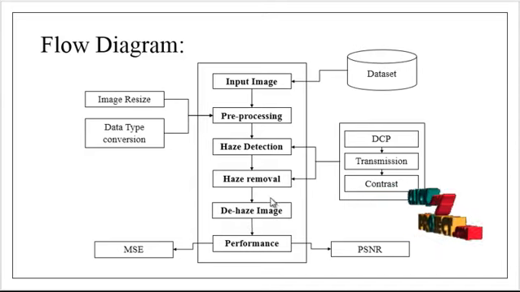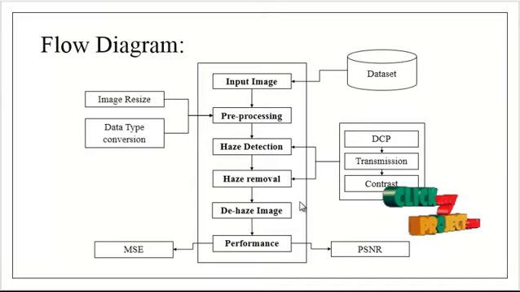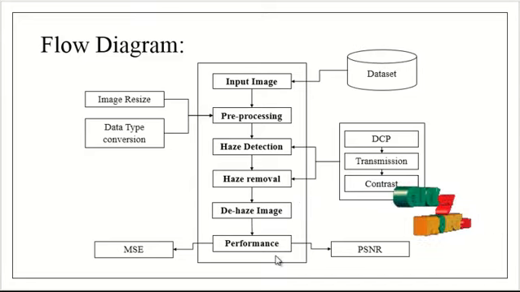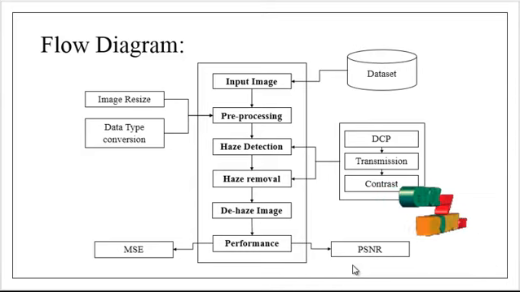The de-hazed image is without any hazy pixels, and the quality of the image is retained well. After the haze removal, the performance estimation is done by using the PSNR and MSE. PSNR is abbreviated as peak signal to noise ratio and MSE is abbreviated as mean square error.